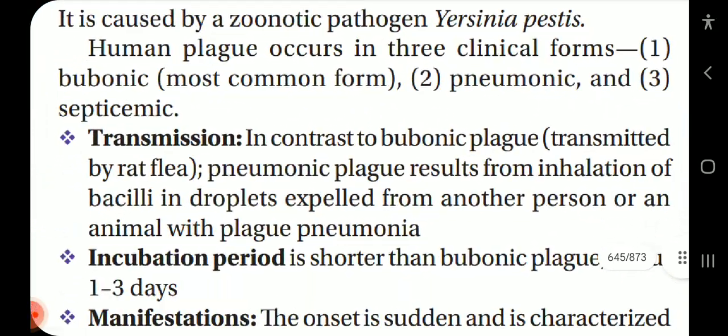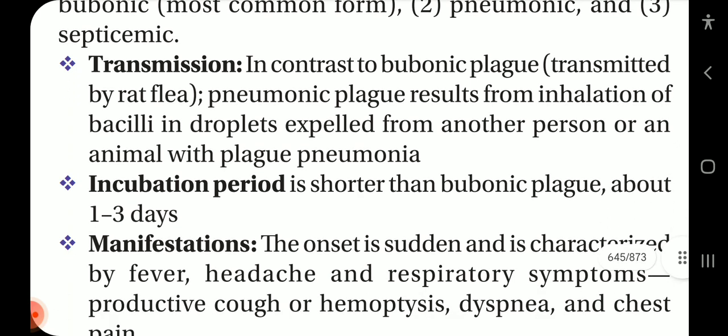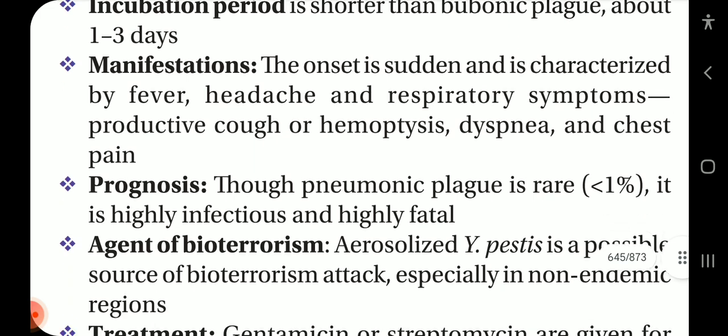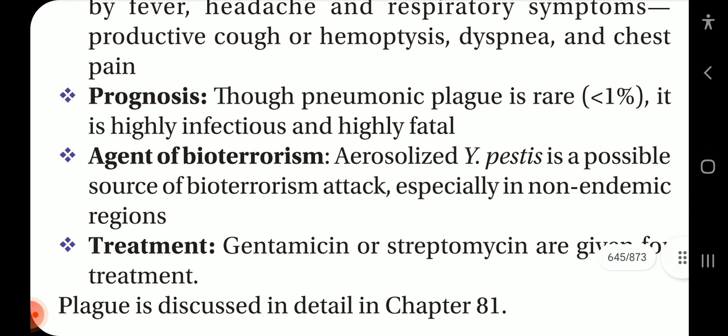Pneumonic plague. It is caused by the zoonotic pathogen Yersinia pestis. Human plague occurs in three clinical forms: the bubonic, the most common form, the pneumonic, and the septicemic. Transmission: in contrast to bubonic plague, which is transmitted by the rat flea, pneumonic plague results from inhalation of bacilli in droplets expelled from another person or an animal with plague pneumonia. The incubation period is shorter than bubonic plague, about 1 to 3 days. Manifestation: onset is sudden and characterized by fever, headache, and respiratory symptoms, productive cough or hemoptysis, dyspnea, and chest pain. Prognosis: though pneumonic plague is rare, less than 1%, it is highly infectious and highly fatal.